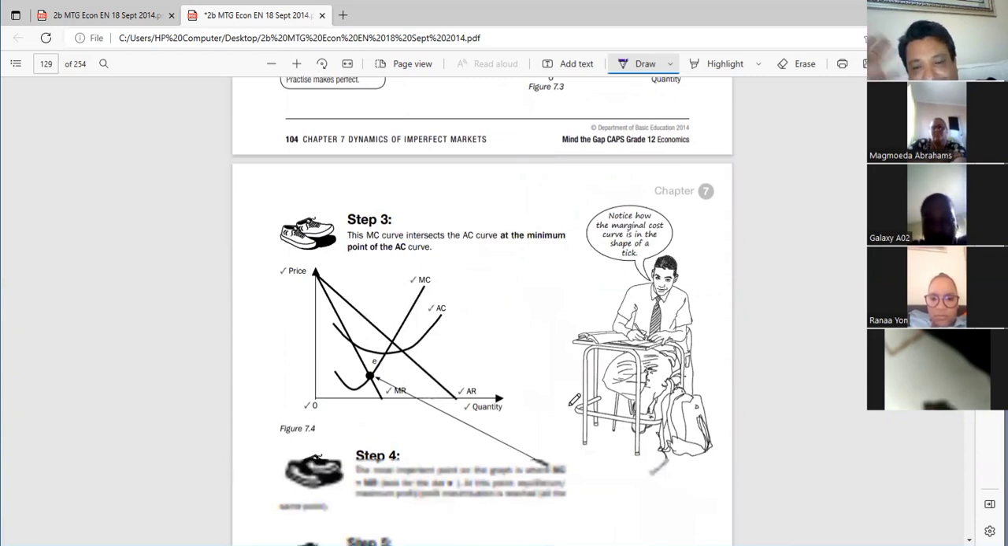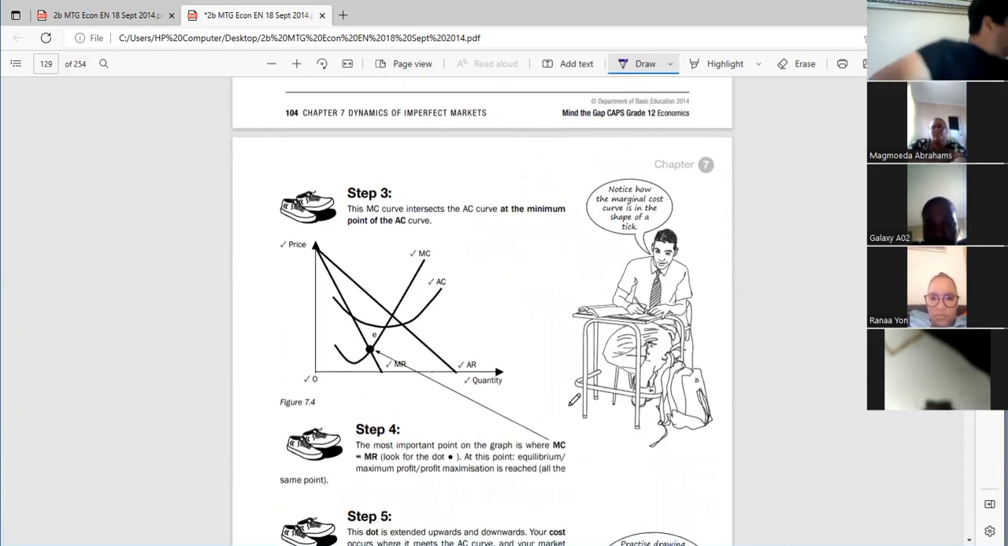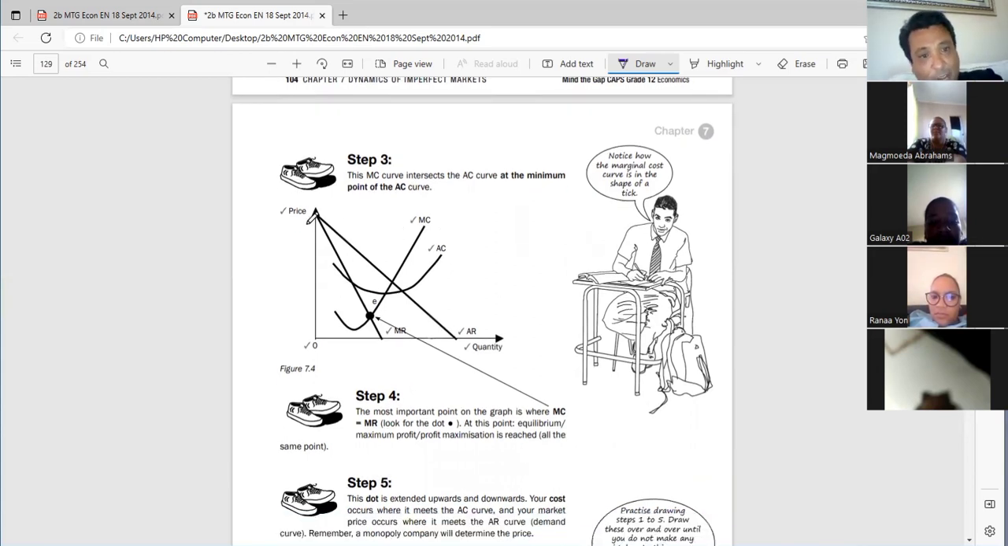Now, this is important. Step 3. The marginal cost curve intersects the average cost curve at the minimum point of the average cost curve. In other words, you already have your marginal revenue here, and you have your average revenue here.